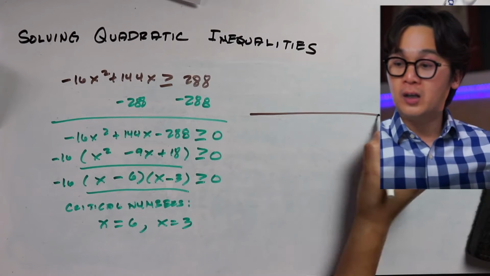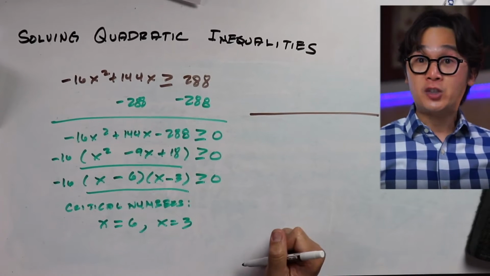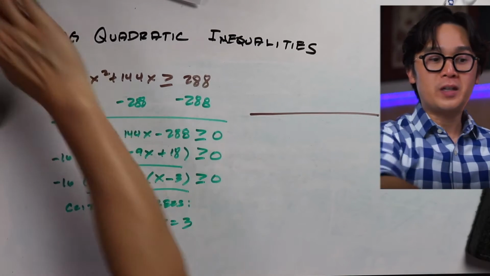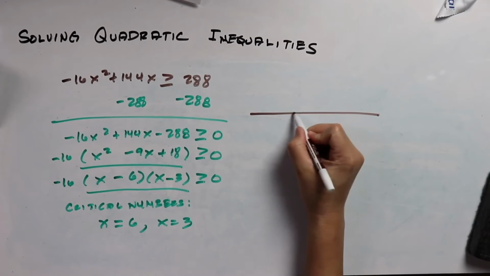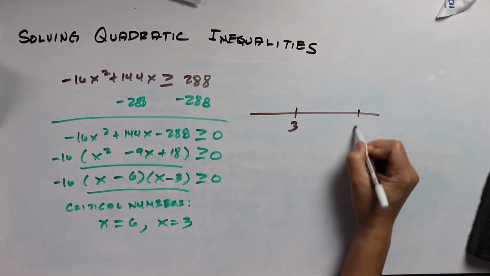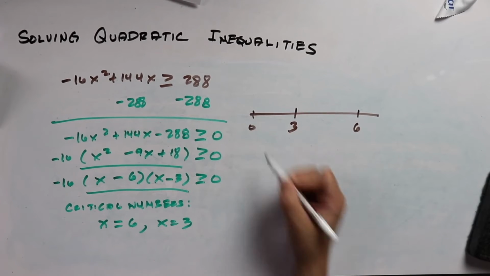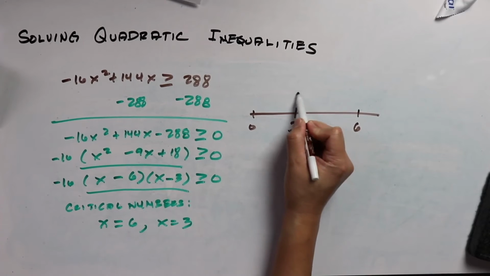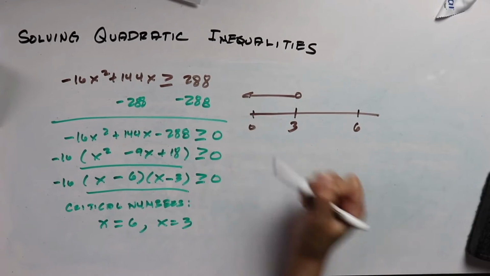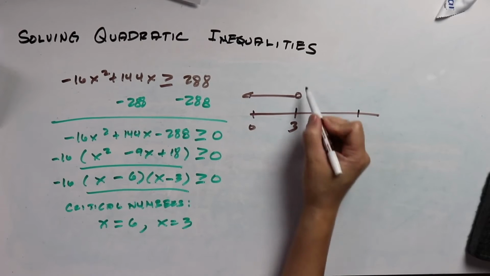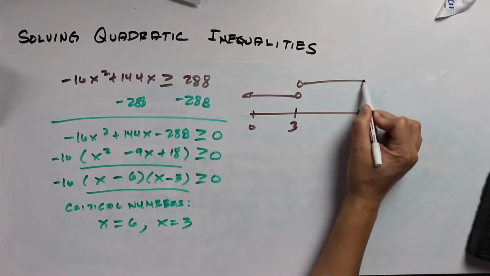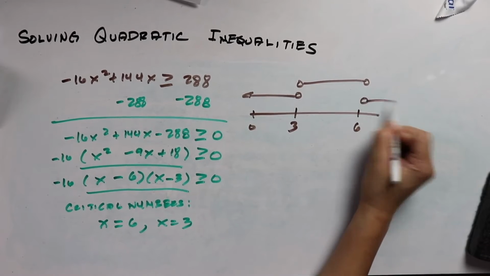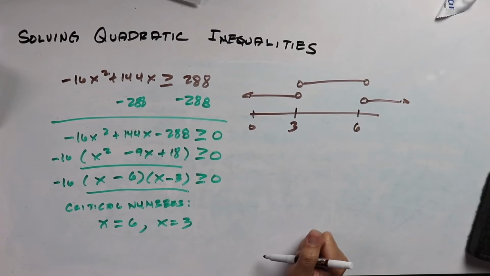work on our sign chart or number line, and it's going to be between 6 and 3. So 3 comes first before 6, and we know that 0 is somewhere here. So now we have 3 partitions: anything that is less than 3, anything that is in between 3 and 6, and anything to the right of 6.